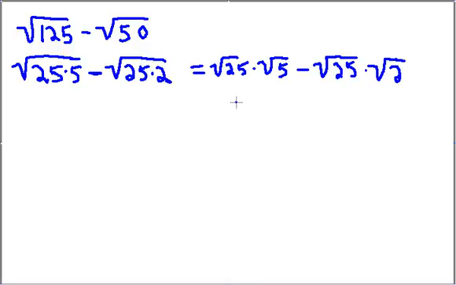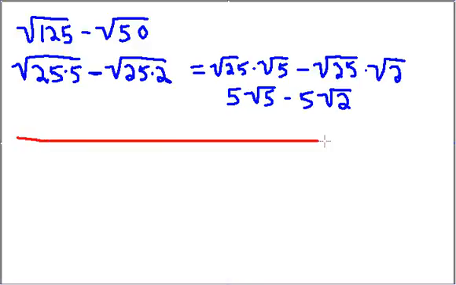Now we can simplify to its final stage. What is radical 25? Radical 25 is 5, because 5 times 5 is 25. We now take that times radical 5. Radical 5 cannot be simplified any further. And we are going to subtract from it the square root of 25, which is also 5, times radical 2. So radical 125 minus radical 50, when simplified, is 5 radical 5 minus 5 radical 2.